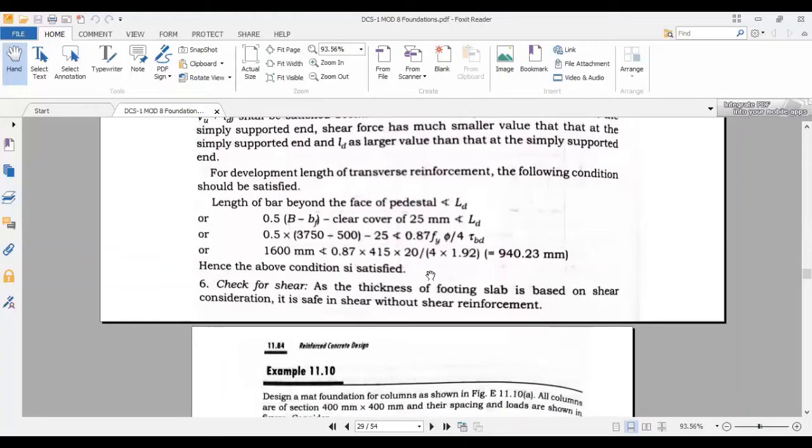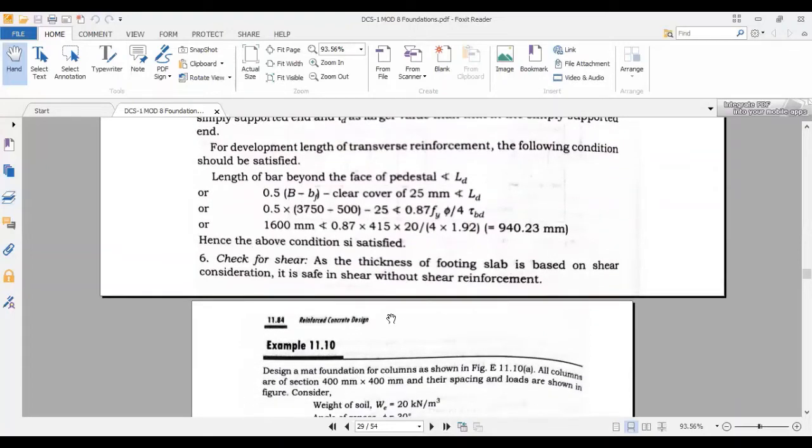Now next is check for shear. As we know that the thickness of footing slab is based on shear consideration already, because in single one-way shear the value of depth was the highest, so it is safe in shear without shear reinforcement.